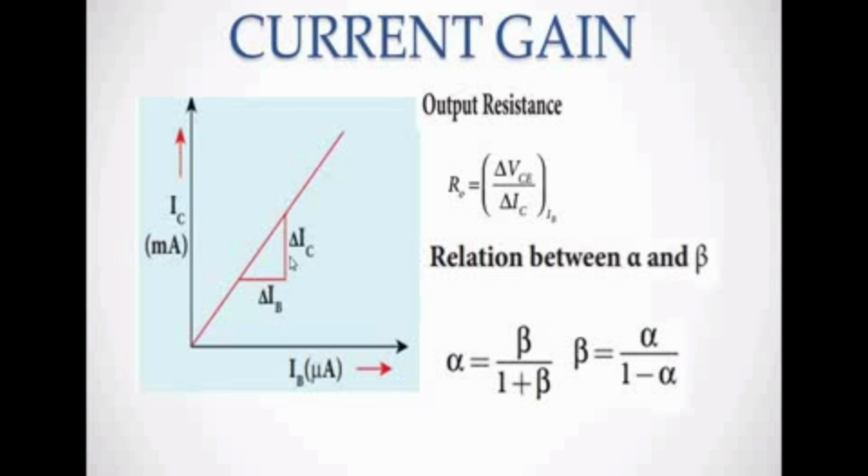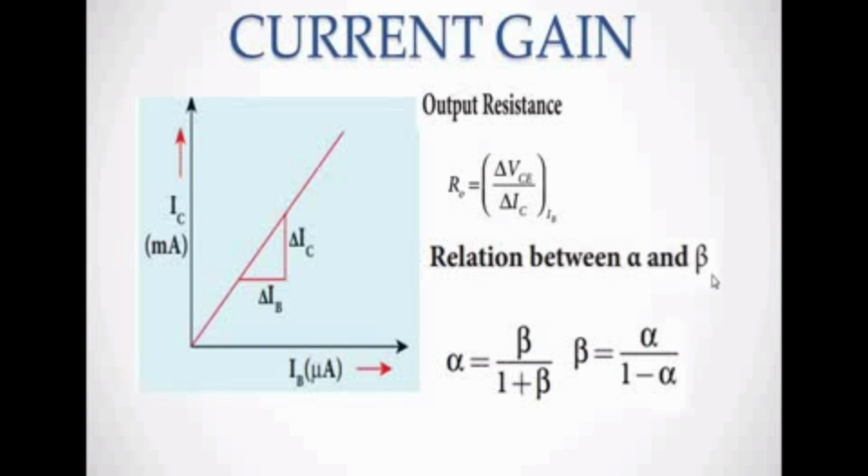Using that you can draw the triangle like this. From that you can calculate delta IC, the change in collector current, and delta IB, the change in base current. Output current by input current is called the current gain. So the output resistance equals delta VCE by delta IC.